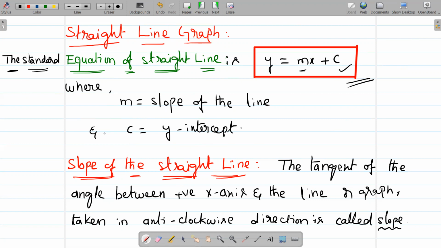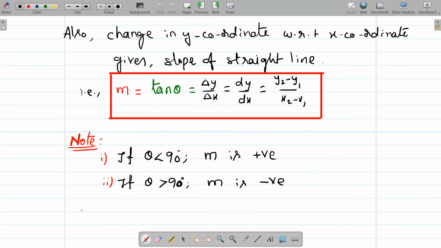Here I would like to give you an idea about what slope is. What is the slope of a straight line? It is defined as the tangent of the angle between the positive x-axis and the line, taken in the anti-clockwise direction. Or alternately, the slope can be defined as the change in y coordinate with respect to x coordinate.